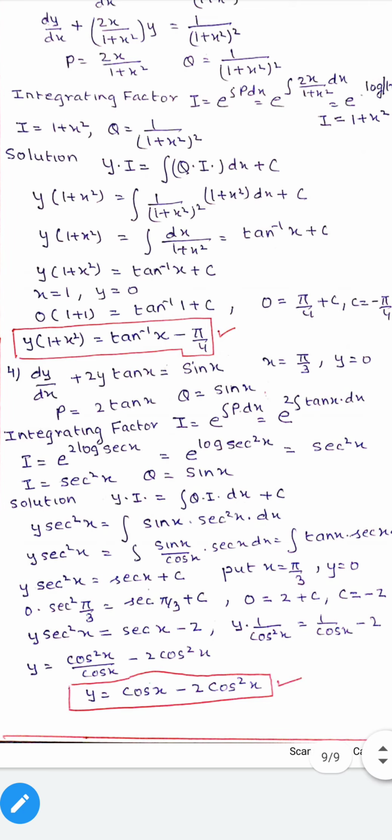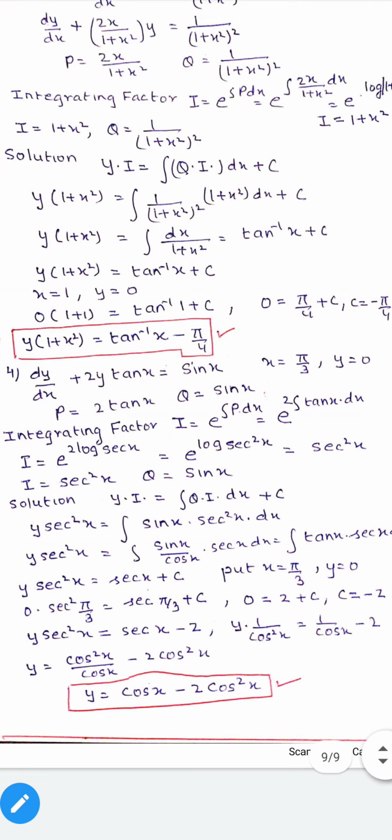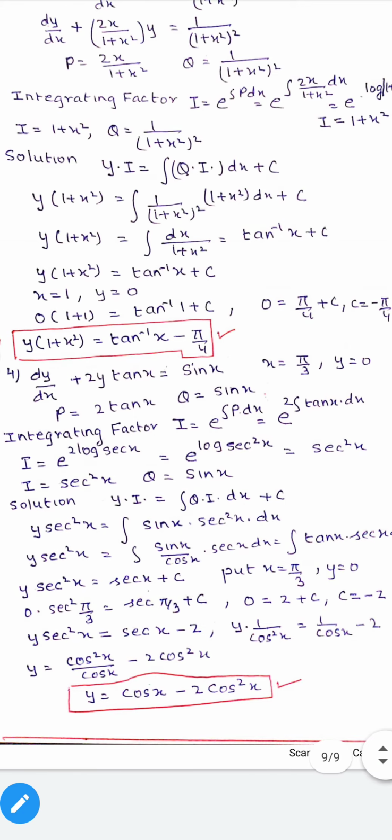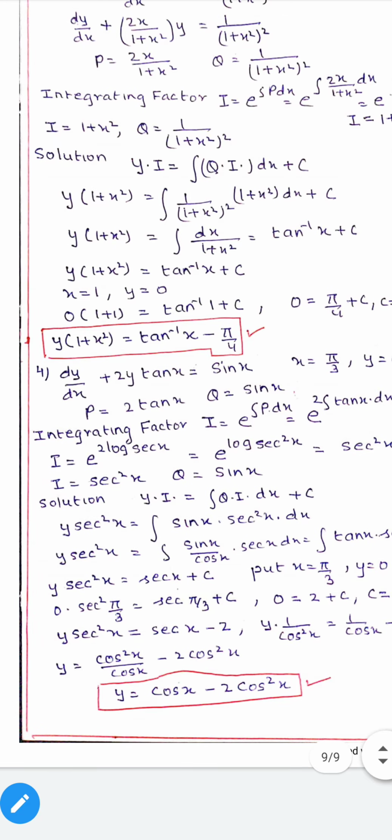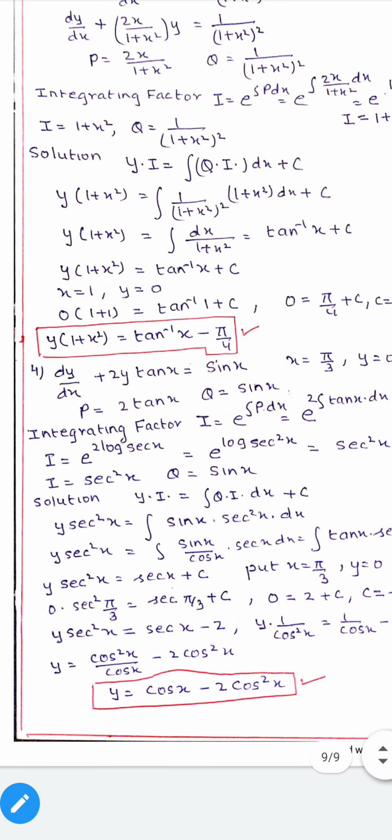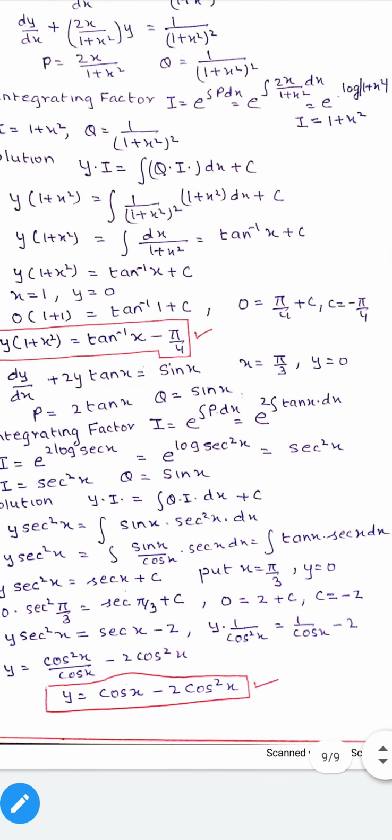If a number is outside, then it goes in the power. 2 is outside, so 2 will come in the power. It becomes e to the power log sec square x. E and log get cancelled out. We get I is equal to sec square x. Q is equal to sin x. Solution is y into I is equal to integral q into I dx.